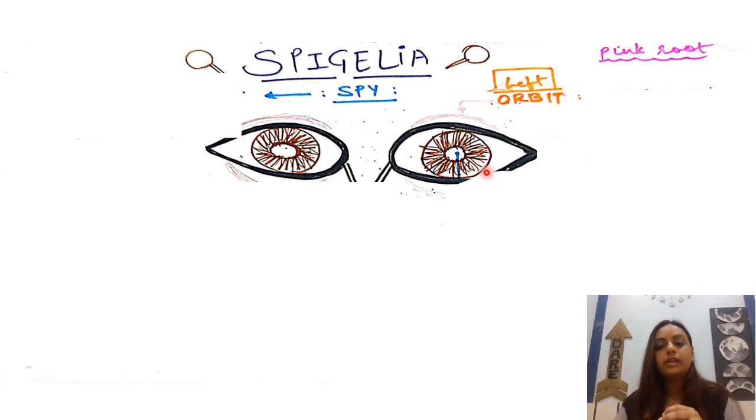Now, as I've already mentioned, it is a left-sided remedy. So the orbit or the side of affinity is going to be left, right? So by the word spy, we see two magnifying glasses, which tells us that this could have something related to eyes. We already know that the letter L represents the left side, and so we have affinity towards the left side. Now, the other thing which we said is common in Spigelia and Sanguinaria is the headache. So let us see about the Spigelia headache.